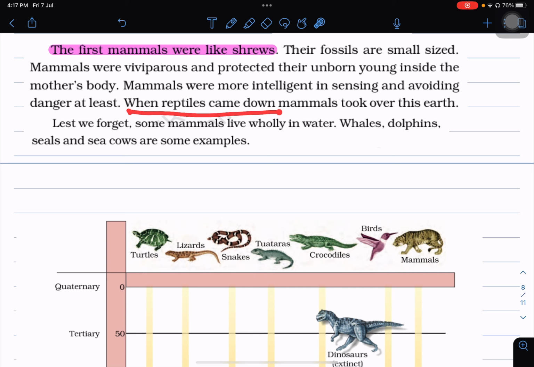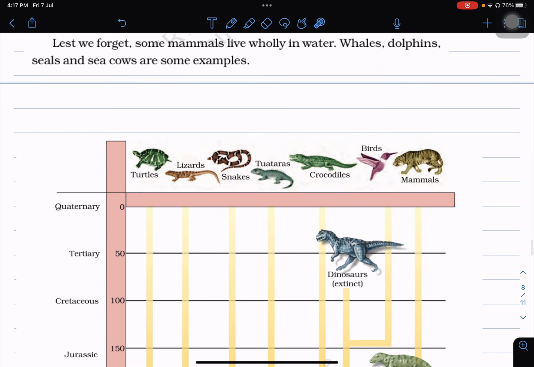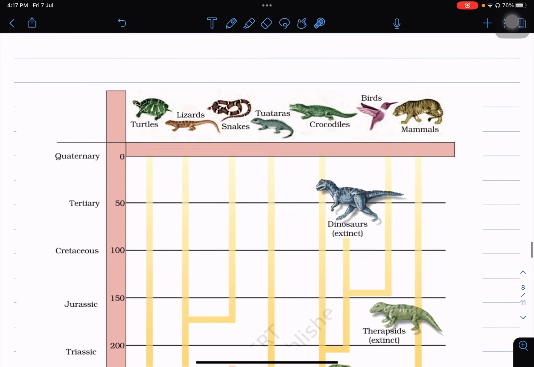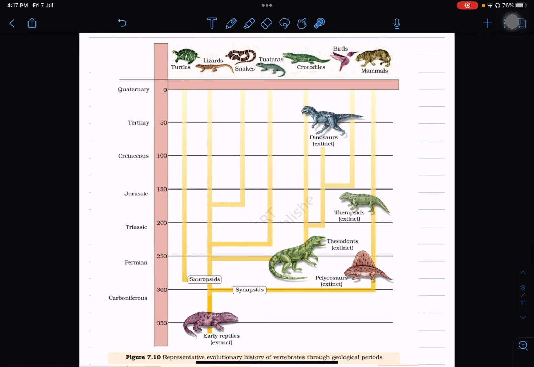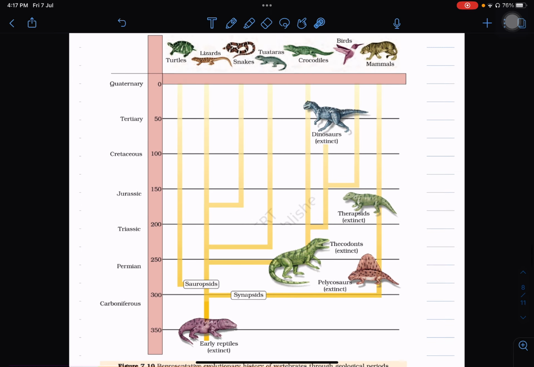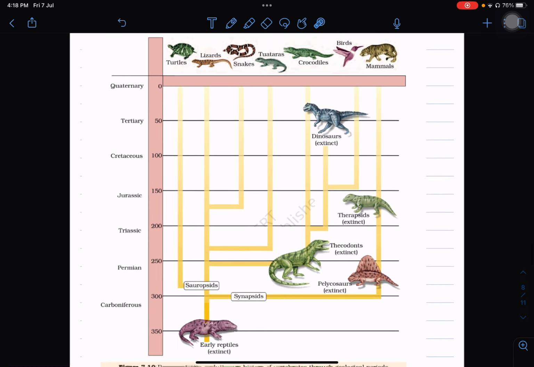Anyway, when reptiles came down, mammals took over this earth. Reptiles dominated the earth for 200 million years, and after that mammals came and started to dominate the earth. Then some mammals moved to the water and became aquatic mammals like whales, dolphins, seals, sea cows, etc. That's why they still have pulmonary respiration, because initially the evolution happened on land, and then they migrated back to the sea or the water. So it's a kind of secondary evolution. Anyway, not required in detail.